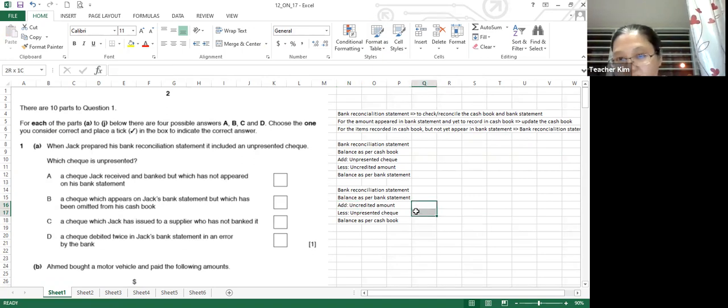And these two differences are normally caused by timing differences. Okay. Timing differences is because the time the banker recorded and the time we recorded are different.